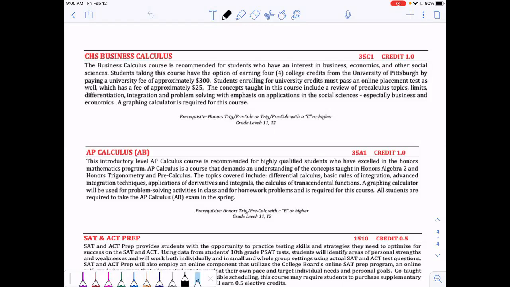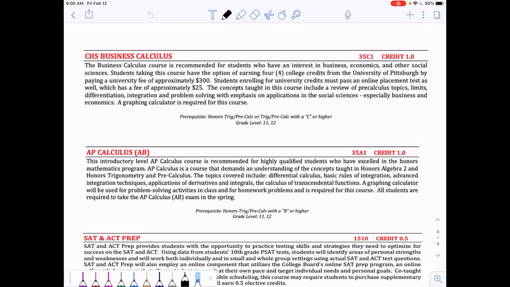The business calc class is not like you're doing business things. It's called business calc because it's a class for non-math science majors to take. Yes, there are applications in there that are business related, but the calc is still calc. Calculus is still calculus. It's a type of math, just like algebra is a type of math. Trigonometry is a type of math. So you're still going to be doing the same concepts in the two classes. You cover more in AP Calculus than you would in business calculus. Go more in depth.